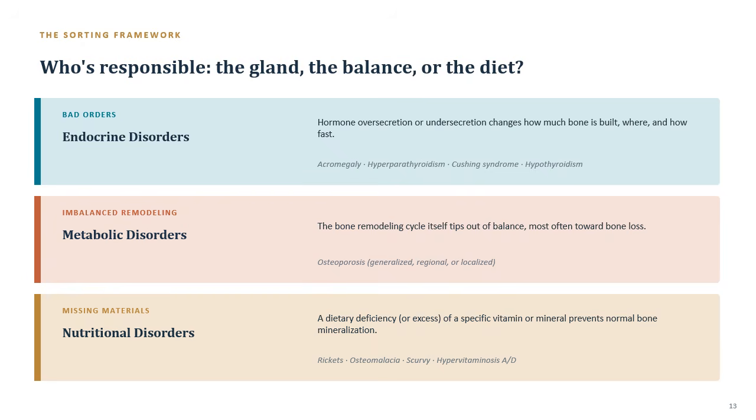The next category is the metabolic disorders. So our bone is not restoring itself fast enough, per se. Conditions that fall into this category are osteoporosis. So the bone is breaking down, it's not as strong as it should be. And the last one is nutritional disorders. So it's missing materials: you're not getting the proper nutrition or vitamins that you need for your bones to stay healthy. Conditions that fall into this category are rickets and also scurvy.